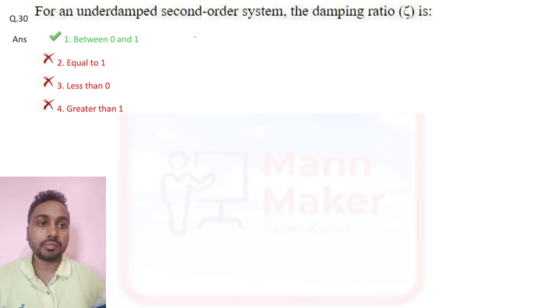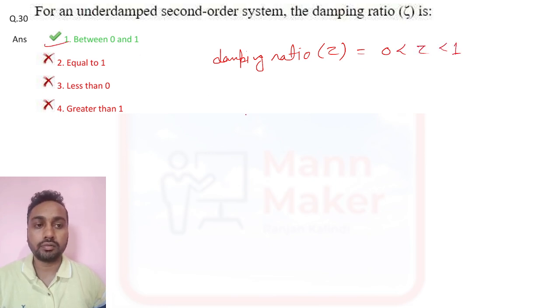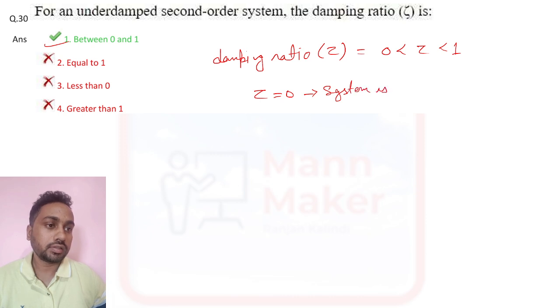For an undamped second order system, the damping ratio is: the damping ratio lies between 0 to 1. Apart from that, just remember this thing: whenever the damping ratio is equal to 0, the system is undamped.